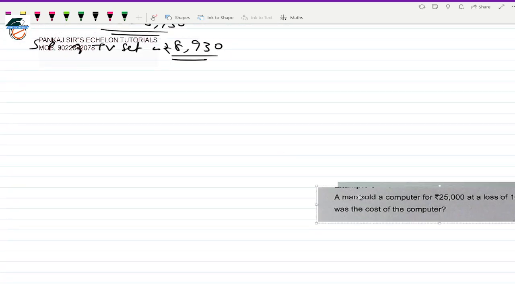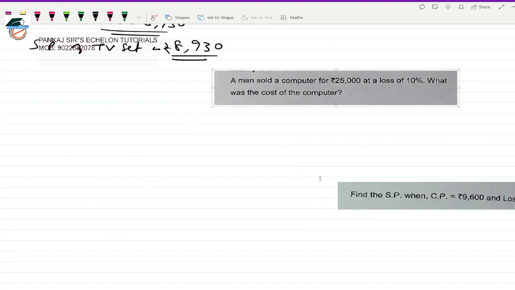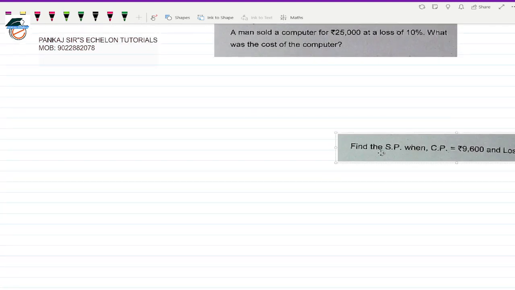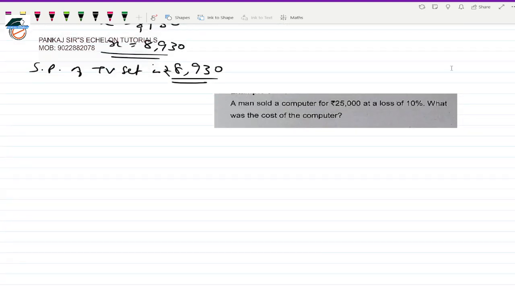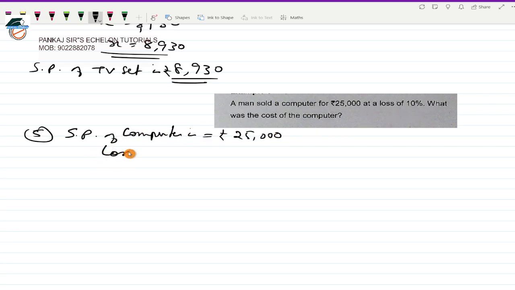Now let us try to work out this example number 5, and then we are left with one more. So first let us start with the 5th one. Example number 5 is over here. A man sold a computer for rupees 25,000. So selling price of a computer is equal to rupees 25,000, at a loss of 10%. So loss percentage is equal to 10%. What was the cost price of the computer? So you have to find out the cost price of the computer.